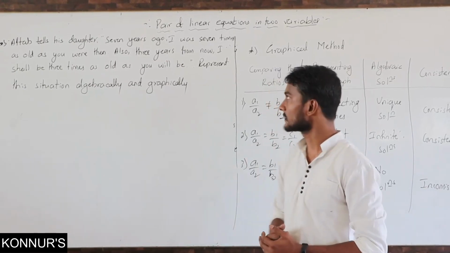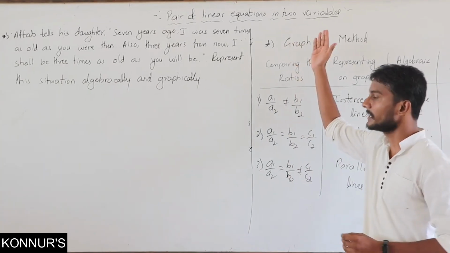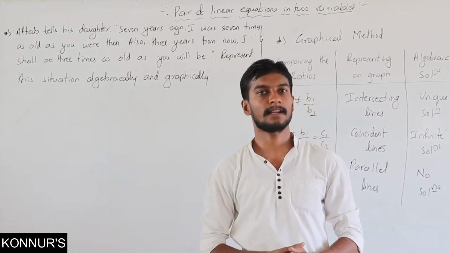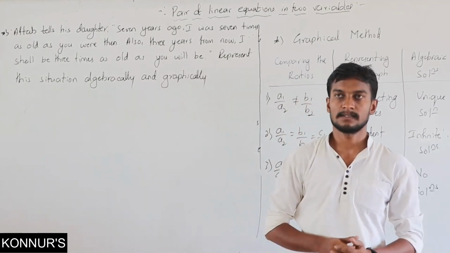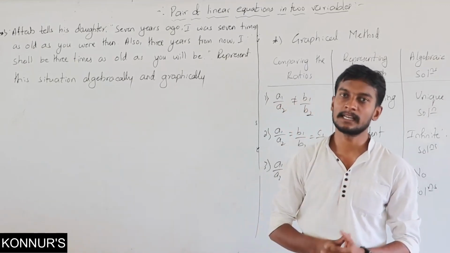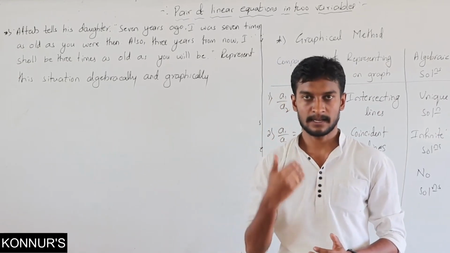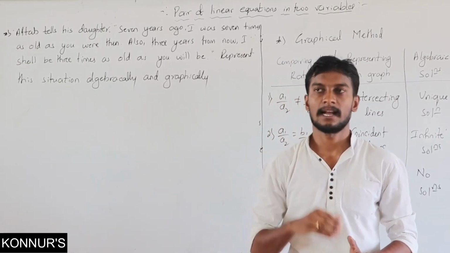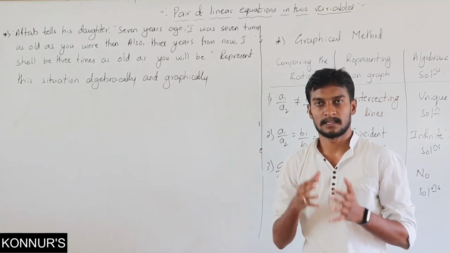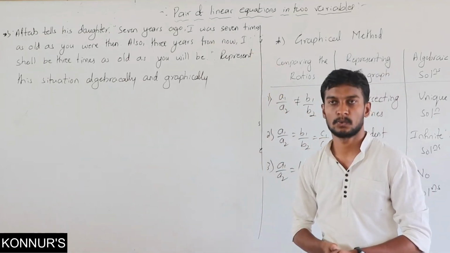So today we'll start one of the important topics from mathematics, that is pair of linear equations in two variables. Before discussing the pair of linear equations in two variables, we should know what are equations, what is a linear equation, what is the general form of a linear equation, what are the pair of linear equations in two variables, and what is the general form of linear equations in two variables. After discussing all these, we come to the pair of linear equations in two variables.